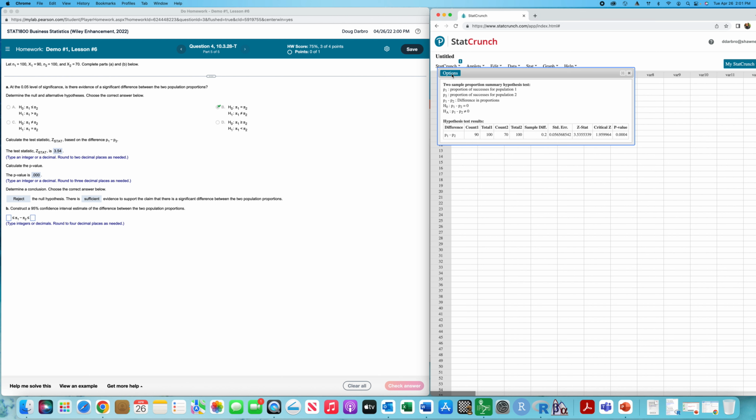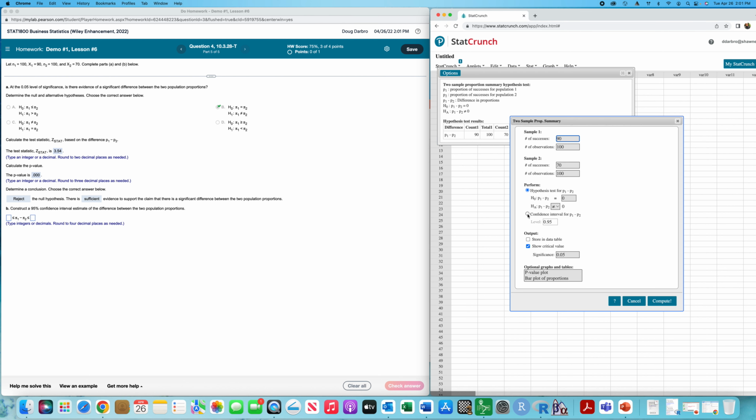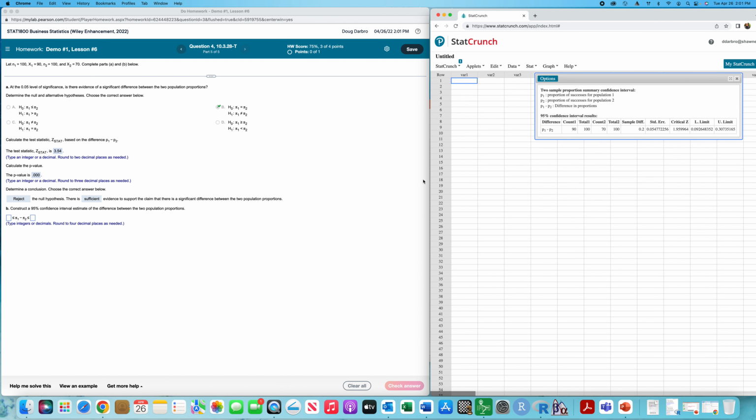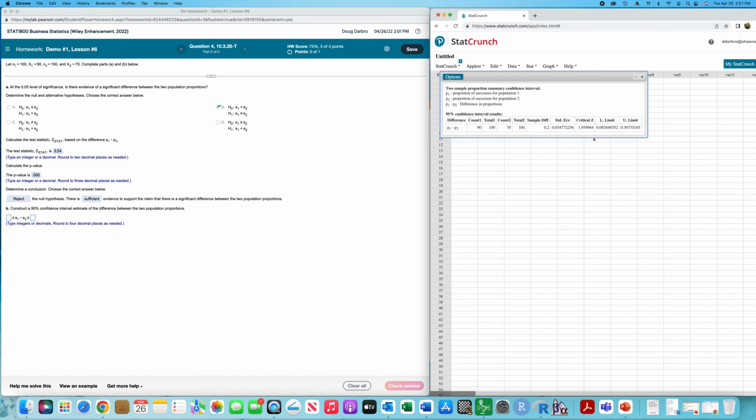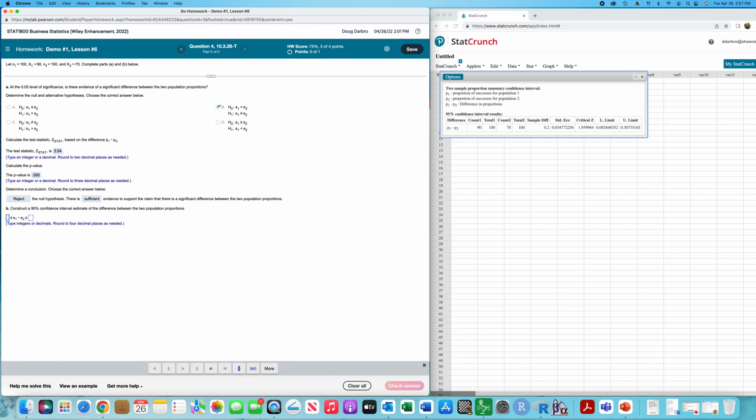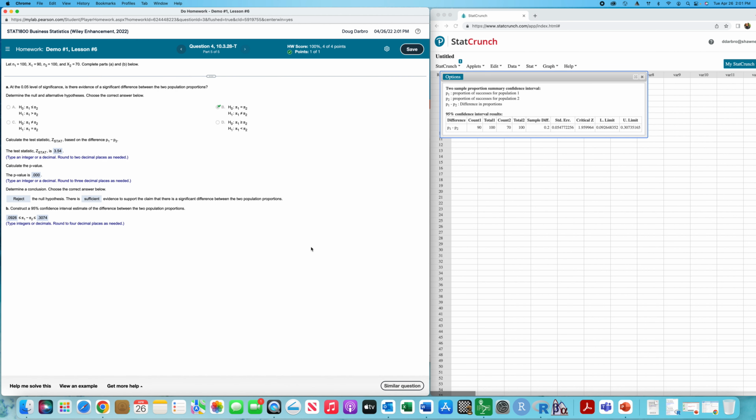Calculate the confidence interval. All we have to do is go up here and hit edit, click a different box. So it looks like, what are we rounding to? Four places, so 0.0926 and 0.3074. Hopefully I didn't do a typo. And oh wow, that's it. All right, cool. Take care.